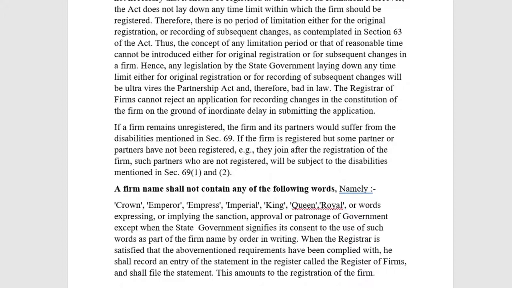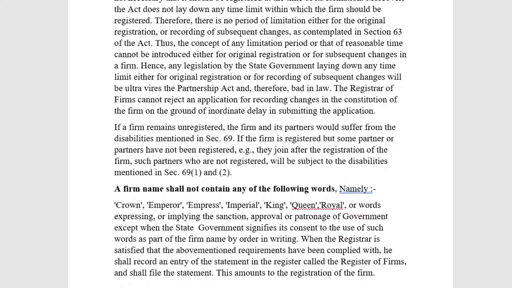registered. Even though the partnership firm has been registered, certain partners have not got registered through the partnership firm by giving the statement before the register of firms. They will suffer the disability which has been discussed under Section 69 subclass 1 and subclass 2.